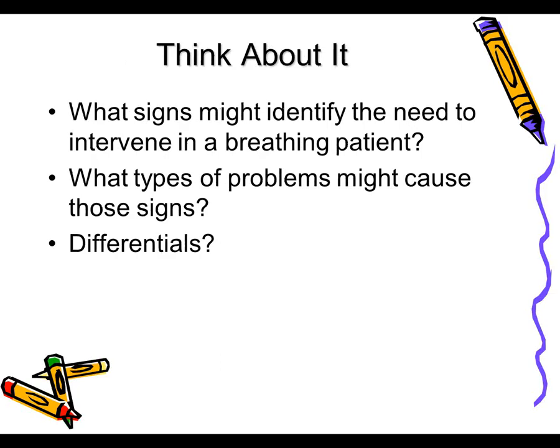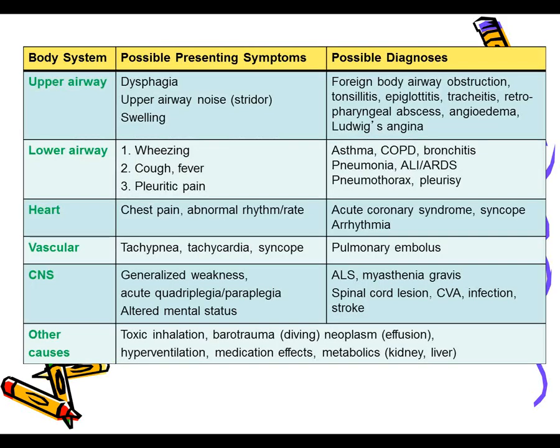So what signs might identify the need to bag a patient? Or what types of problems might cause these signs? Or what are the differentials? We've got a whole list of possible diagnoses, possible signs and symptoms related to things that will cause shortness of breath in patients. You can have upper airway obstructions, which will cause shortness of breath.